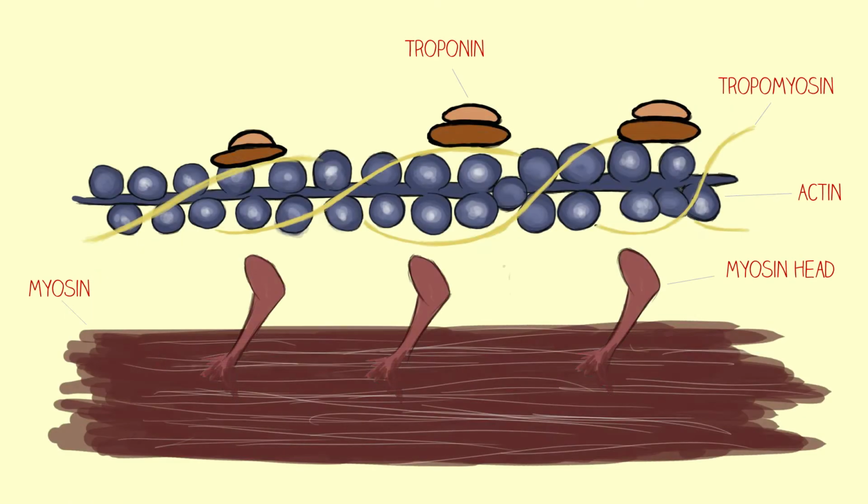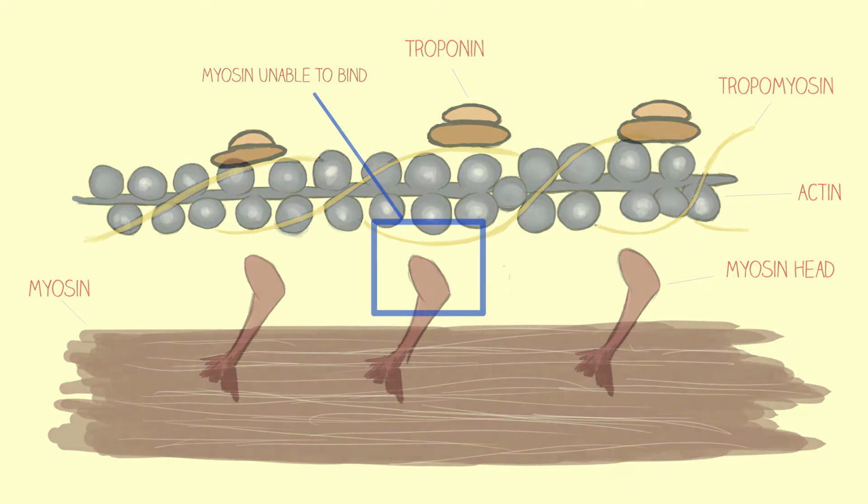Also at relaxation, tropomyosin proteins are held in place by troponins on the actin filaments, blocking the myosin binding sites, and as such, myosin heads are separate from the actin filaments. In order to go from relaxation to contraction, muscle excitation needs to occur first, so we will begin with that.